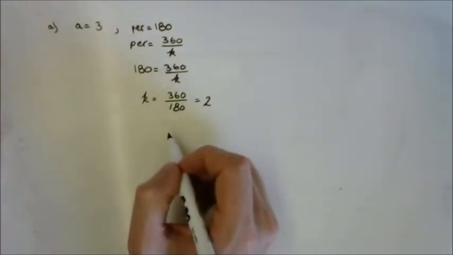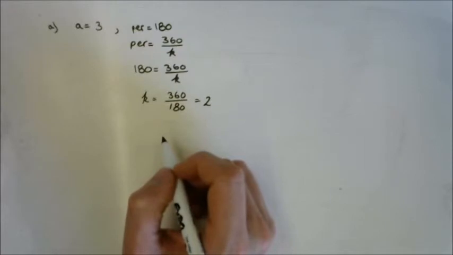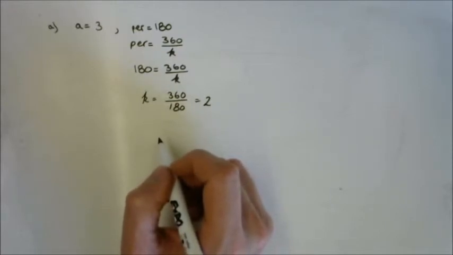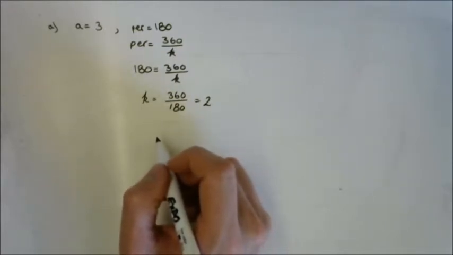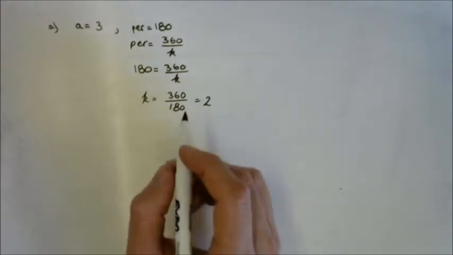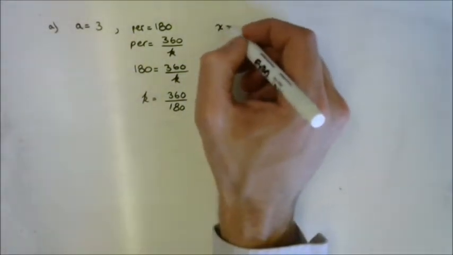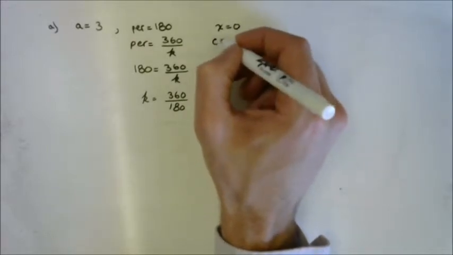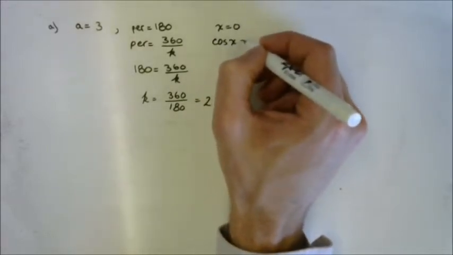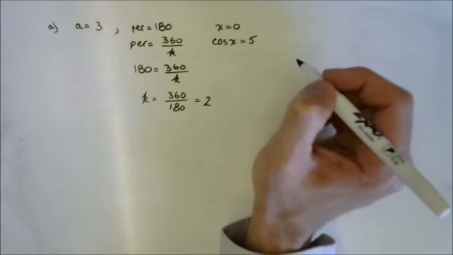Okay, what else do they tell us? They tell us that the maximum is at 0, 5. There's a maximum at 0, 5. So when x equals 0, cosine of x equals 5.